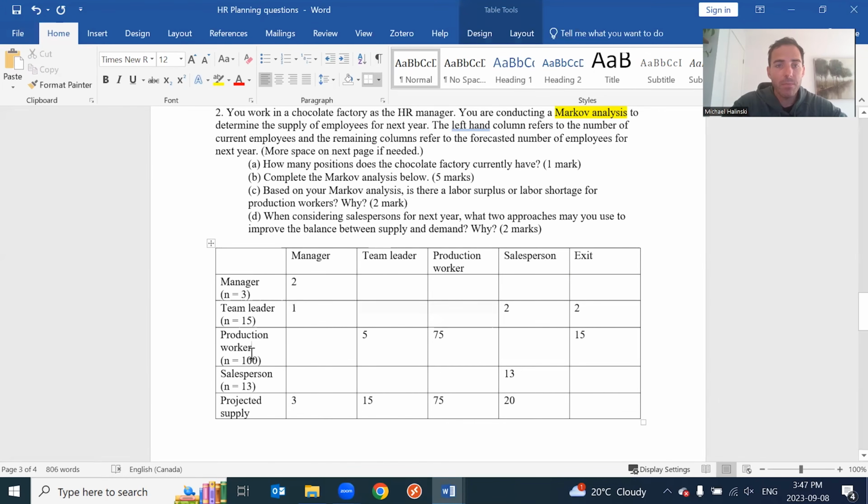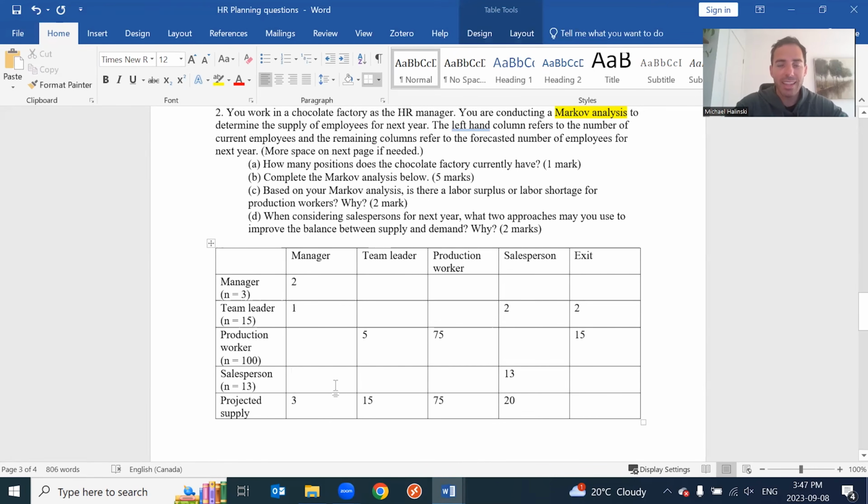Let's look here. There are 100 production workers. We need to add the cells so that this equals 100. If we look at this, we're only missing 5 here, so there's going to be a 5, or some combination of each. In this case, there's a 13 here, and we see 13 here. So this is a good sign. We know that the salesperson row is complete already. We don't need to touch it at all.